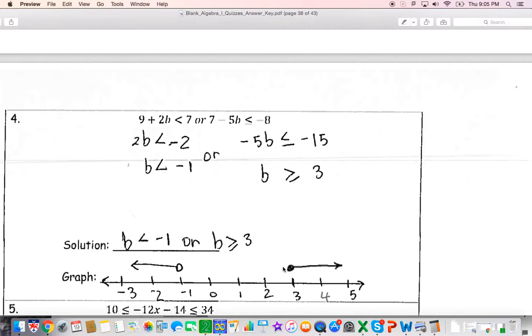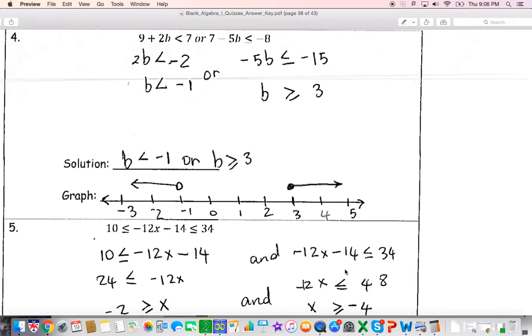So when you have an or inequality, there is a space between. The inequality shoots out in both directions. It's either this or that. All right, hope that makes sense.